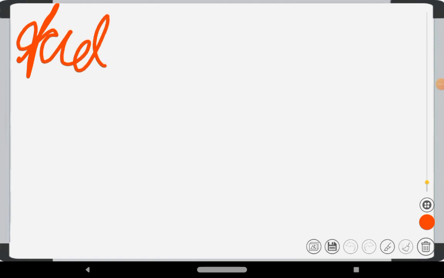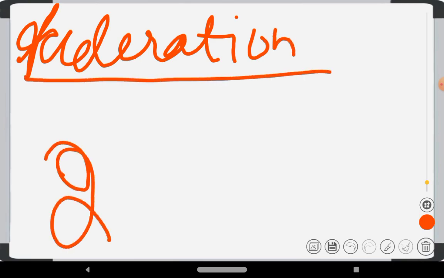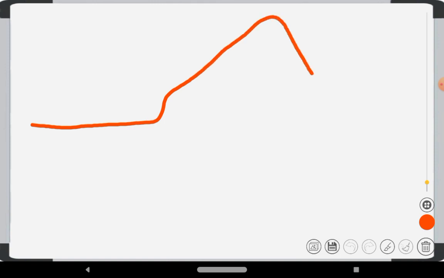So we had a quick recap, and now let's move to our last and final topic of this chapter: acceleration. So what is acceleration? Acceleration is related to the velocity and speed. Like I'm traveling on this road. Okay, this is the road.